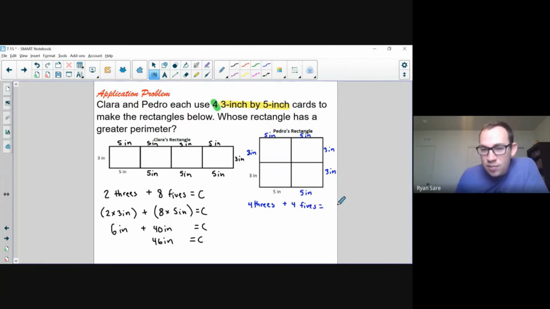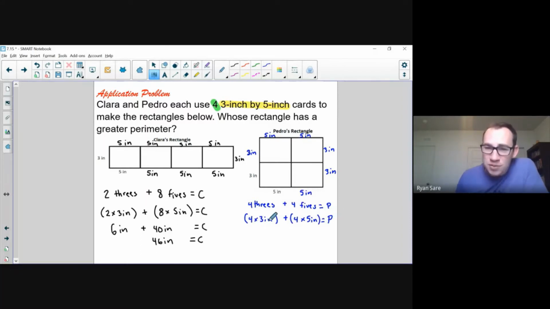And this is going to equal the perimeter of Pedro's rectangle. We'll use the letter P to represent that. Now, 4 3s is the same thing as 4 times 3. And our unit's inches. Over here, 4 times 5 inches. This is all still going to be equal to P.